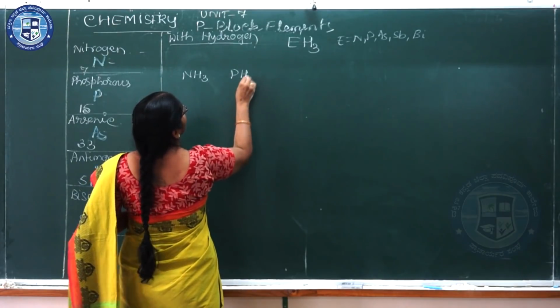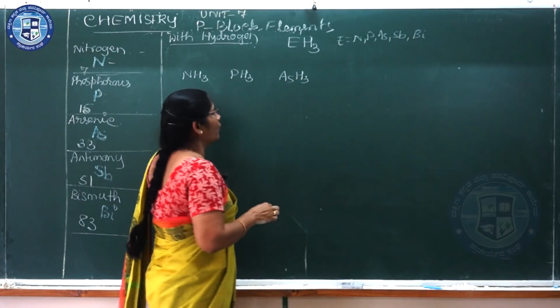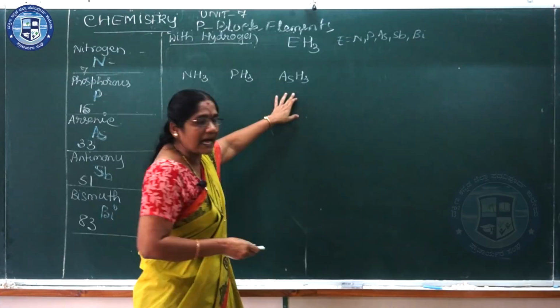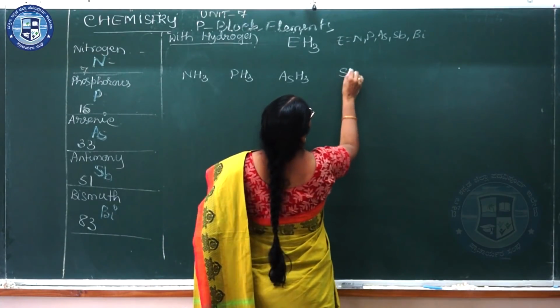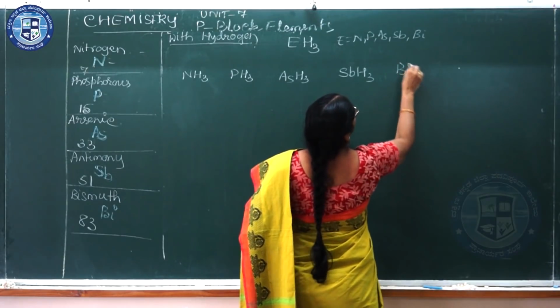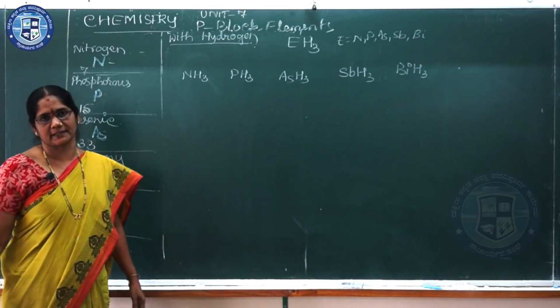NH3, PH3, AsH3, SbH3, BiH3. This is called ammonia, this is called phosphine, this is called arsine, this is called stibine, and this is called bismuthine. So we will study some of the properties of these hydrides.